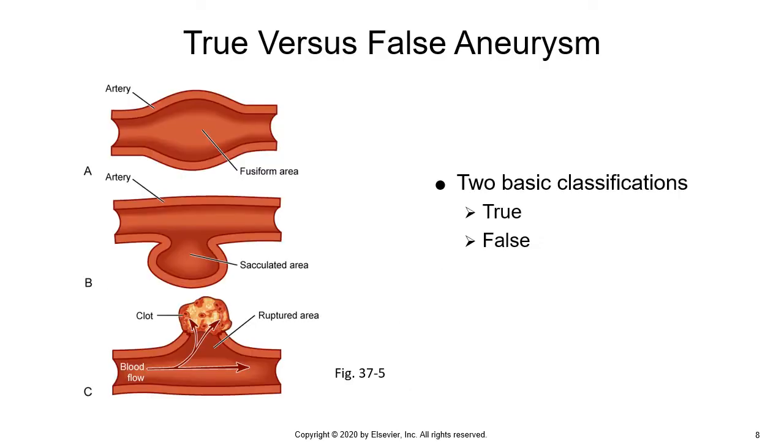Aneurysms are classified as true or false. A true aneurysm is one in which the wall of the artery forms the aneurysm with at least one vessel layer still intact. Pictures A and B both show true aneurysms. C is a false aneurysm, or a pseudoaneurysm.